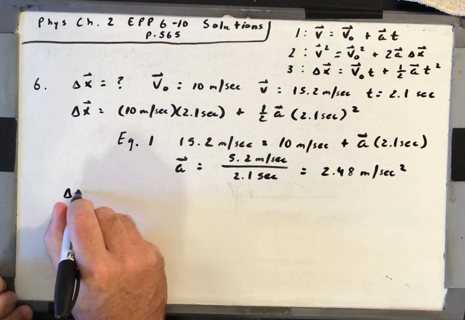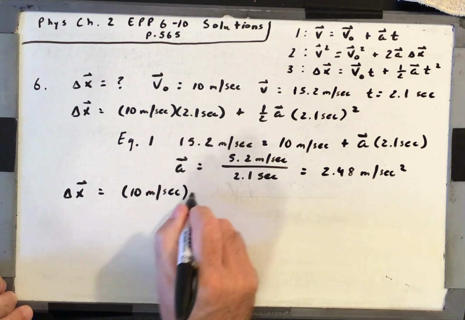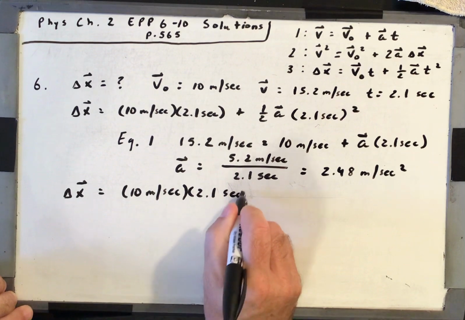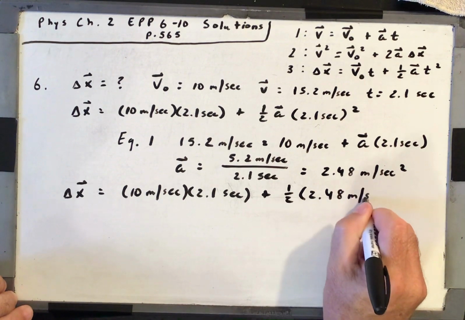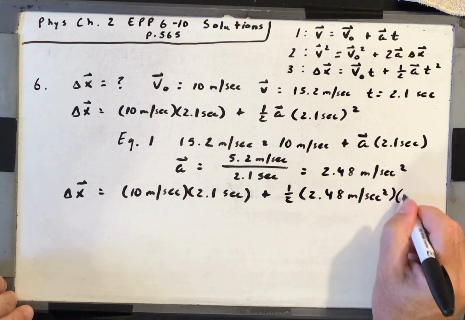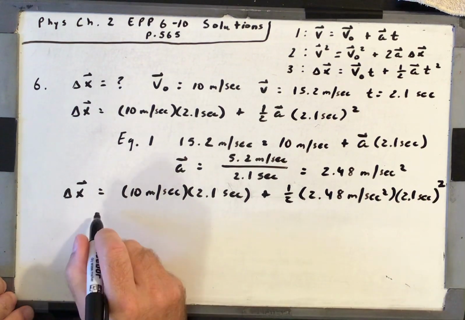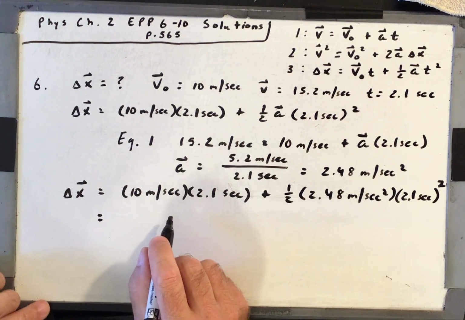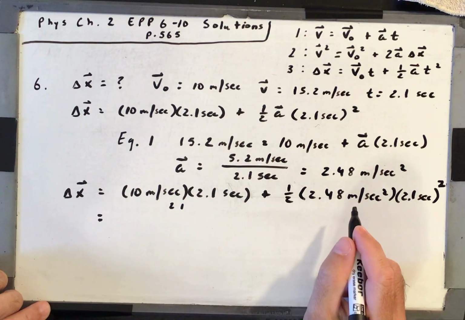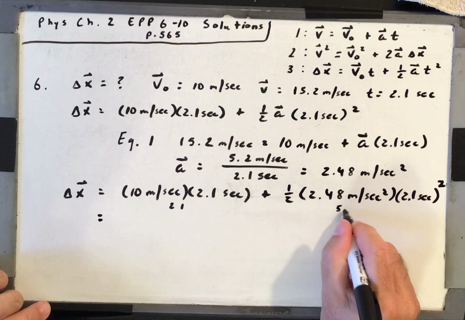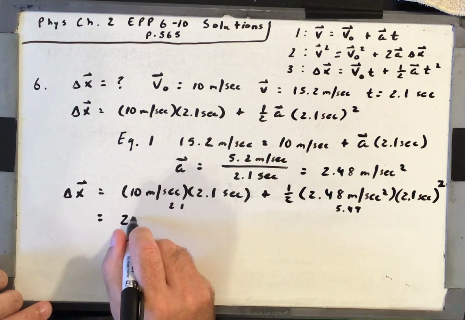So sometimes you have to use 2 different equations. Now we can get delta x. That's going to be 10 meters per second times 2.1 seconds plus 1/2 times 2.48 meters per second squared times 2.1 seconds. Don't forget to square it. If you put all that in your calculator, this section is 21. This section is 5.47. And so that is going to be 26.47 meters.